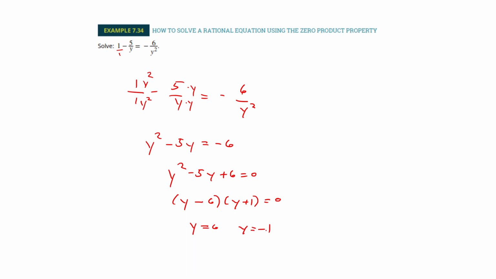All right. So I got two answers, 6 and -1. We need to check for those restricted values, but again, the only restricted value here, the only thing that could make these denominators 0, is if y was 0. So y equals 0 is not allowed. That's our restricted value, so we're good. No problems there.